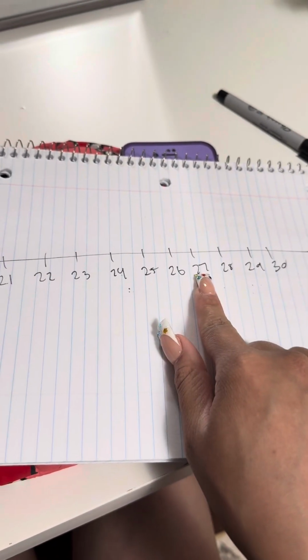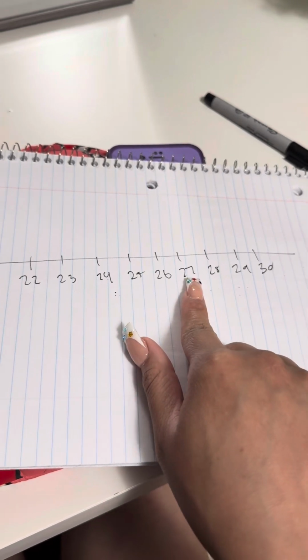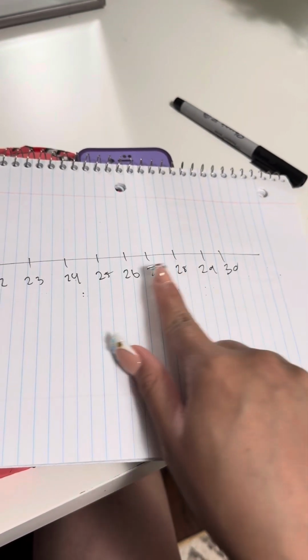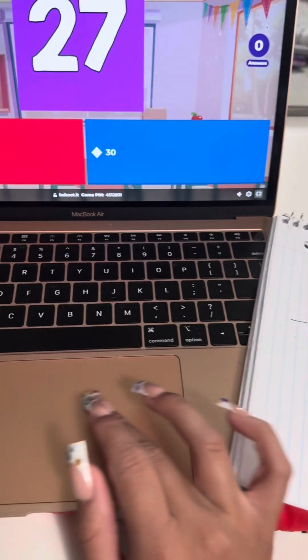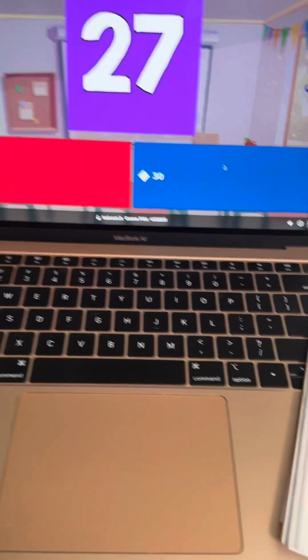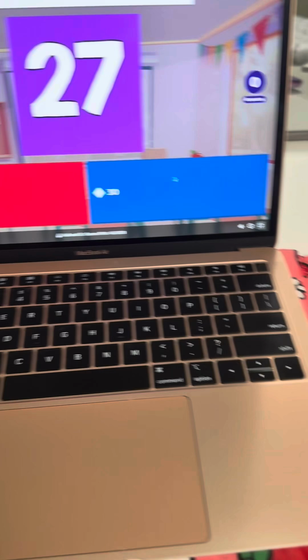So they will have their number line. Look at number 27. Is it 5 or more? Yes. So that means we're raising it up. So that means 27 is closer to 30. So then they go ahead and click 30.